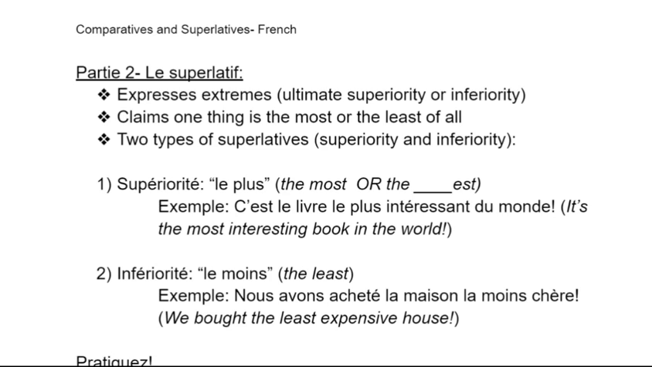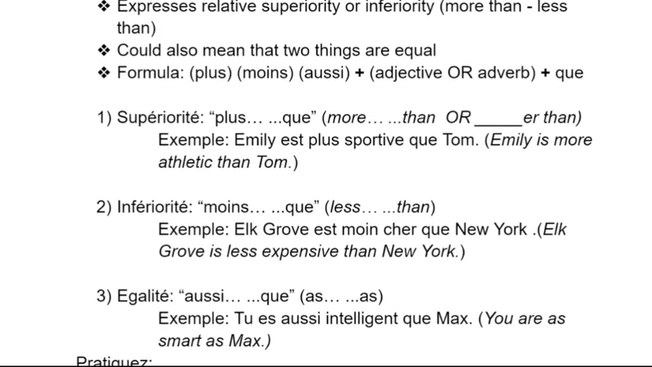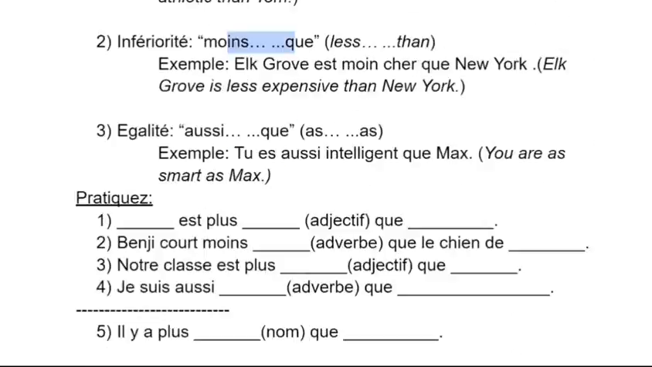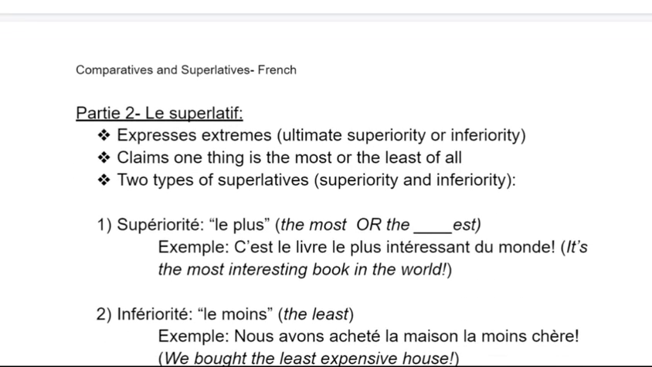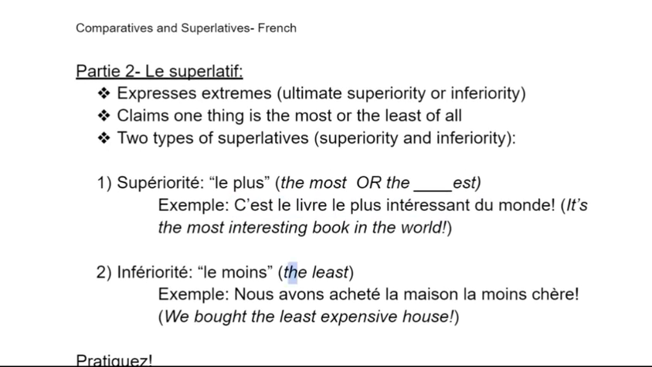So for example, for the first one, again, it would be le plus. So it's similar to what we talked about with comparatives, where we're talking about plus que or moins que. But with superlative, because it's an extreme, you would say the most or the least. For example, here it's c'est le livre le plus intéressant du monde. So it's the most interesting book in the world. With something like the least, you would say nous avons acheté la maison la moins chère. So we bought the least expensive house.